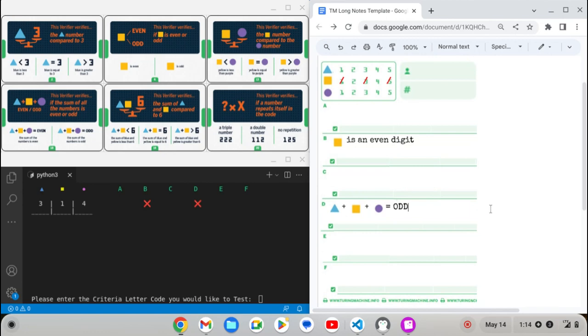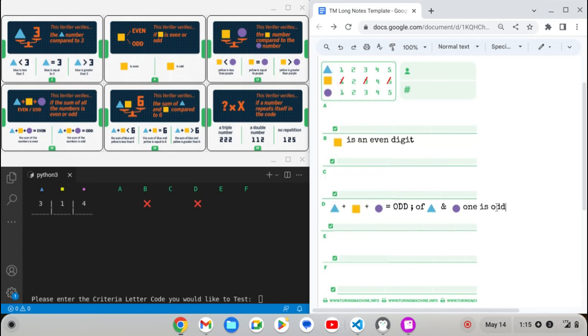So in addition to this, I will say that of triangle and circle, one is odd. Okay, so the implication is that the other's even, but I do need one of those to be an odd digit and the other one to be even. Again, two evens added together is an even, and then an even plus an odd is a total odd.